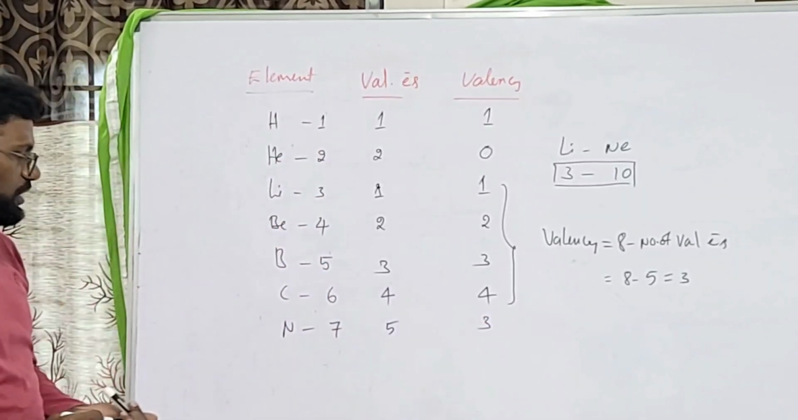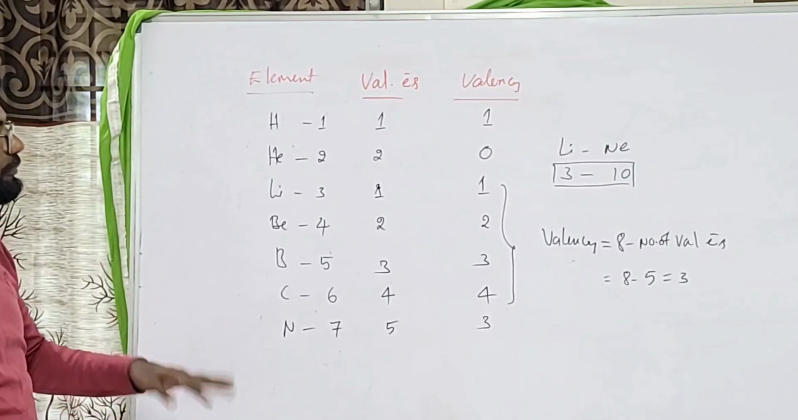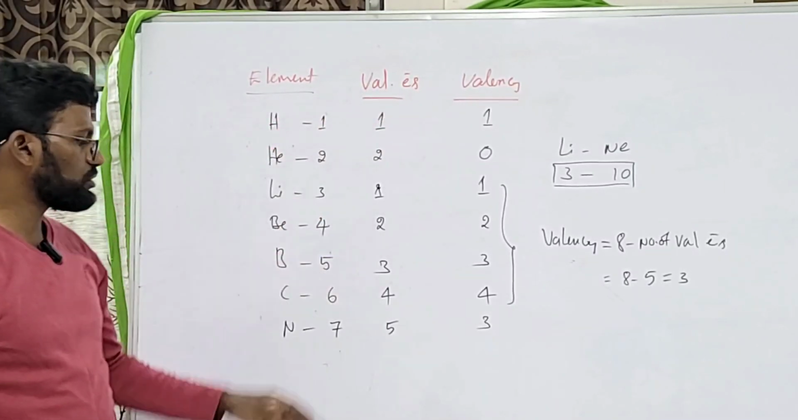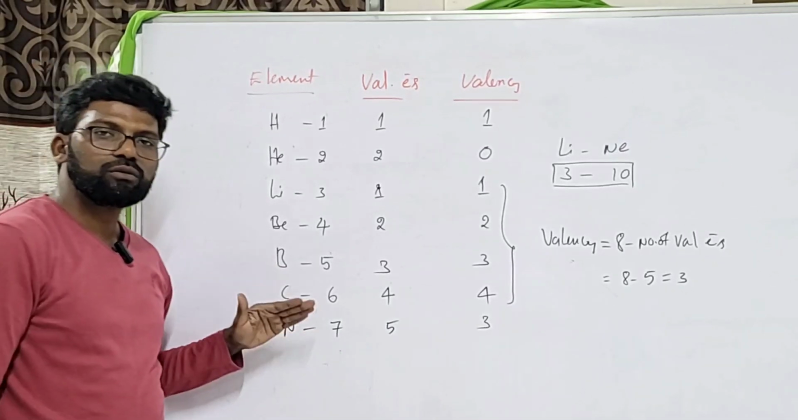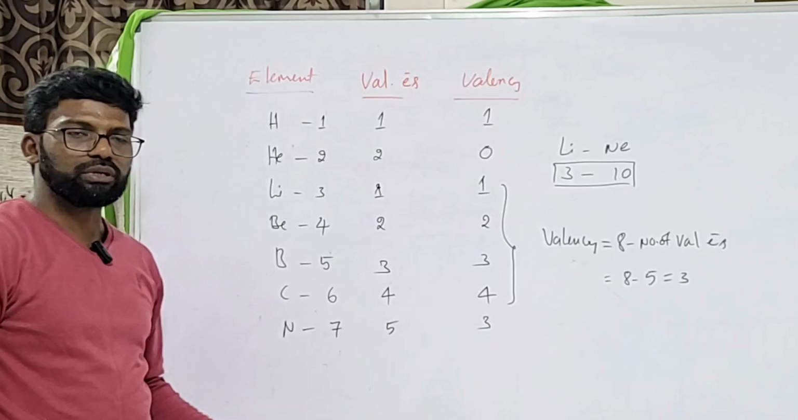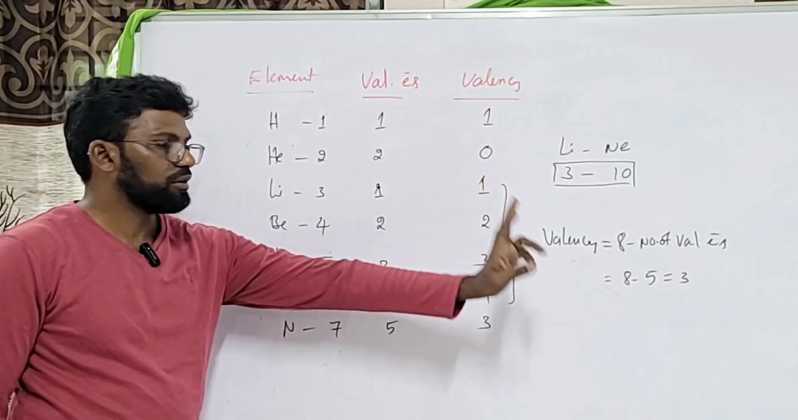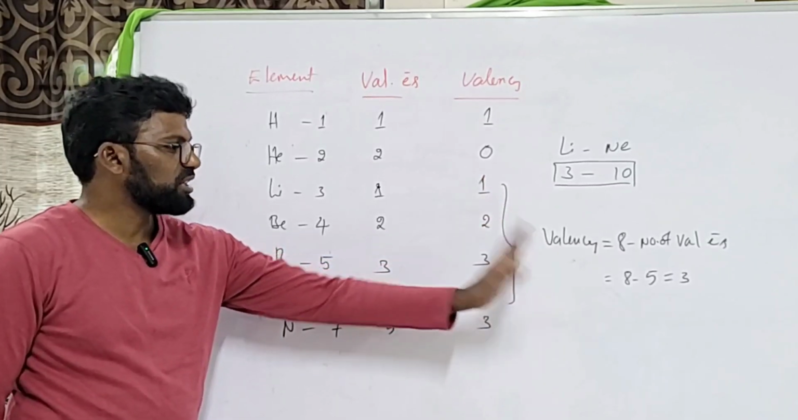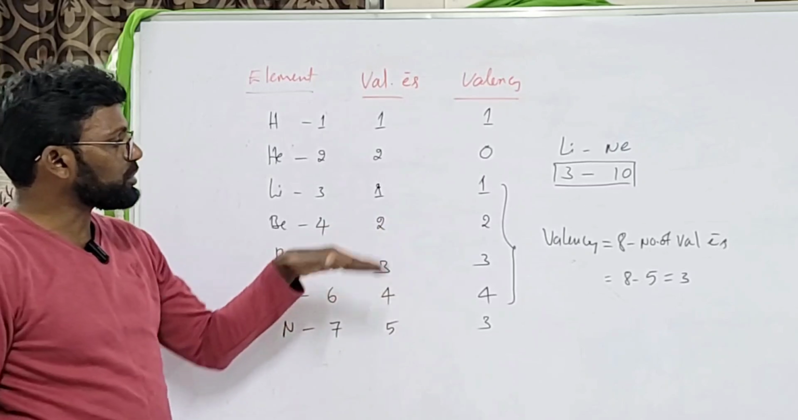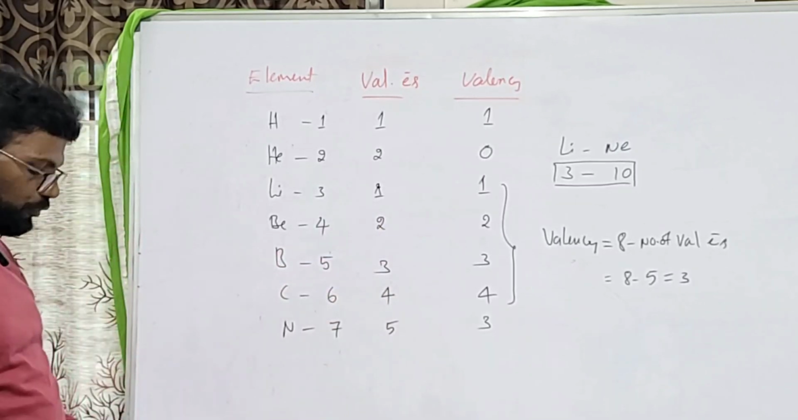Here, don't get confused: the number of valence electrons will be 2 less than the atomic number, but its valency will be 8 minus the number of valence electrons if the number of valence electrons is more than 4.